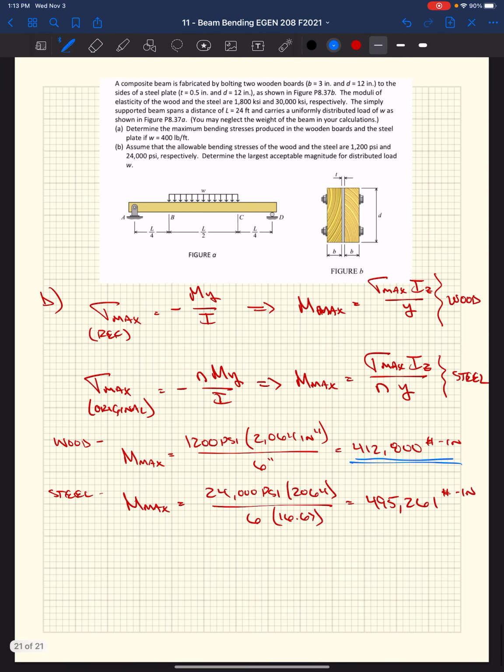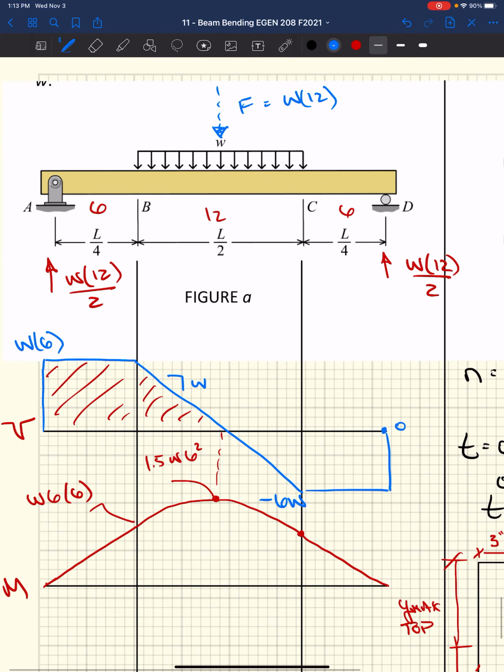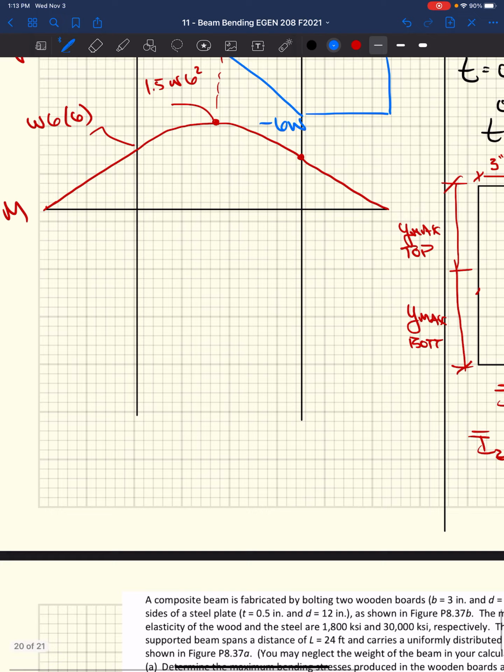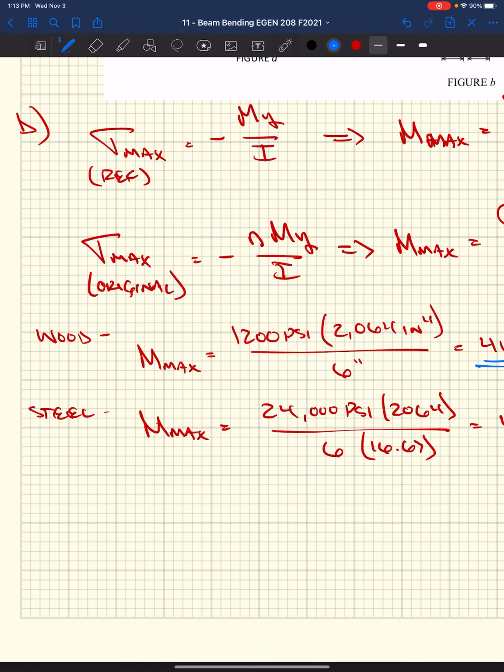So, knowing that we have a limiting maximum moment, I spent the time and actually derived our shear and moment diagram with respect to our applied loads. So now we know the magnitude of this peak. We can set that equal to 1.5 W6 squared. M max equals 1.5 W6 squared, or W equals M max divided by 1.5 times 6 squared. I don't know why I didn't just multiply it out as 36, but.